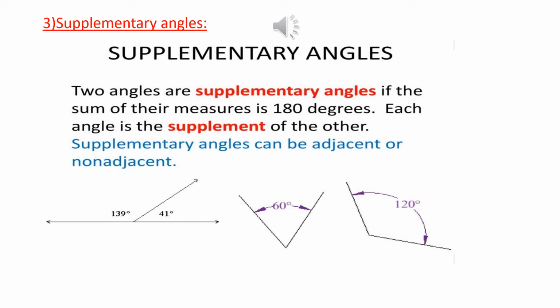They are adjacent since they have a common vertex and a common side and no common interior points, and the sum of the two angles is 180. In the second example, we have two non-adjacent angles. The sum of these two angles is 60 plus 120, which is 180. Then the two angles are supplementary.